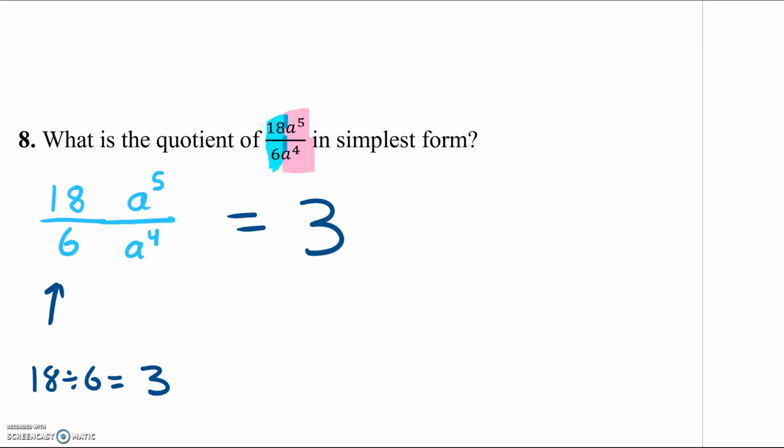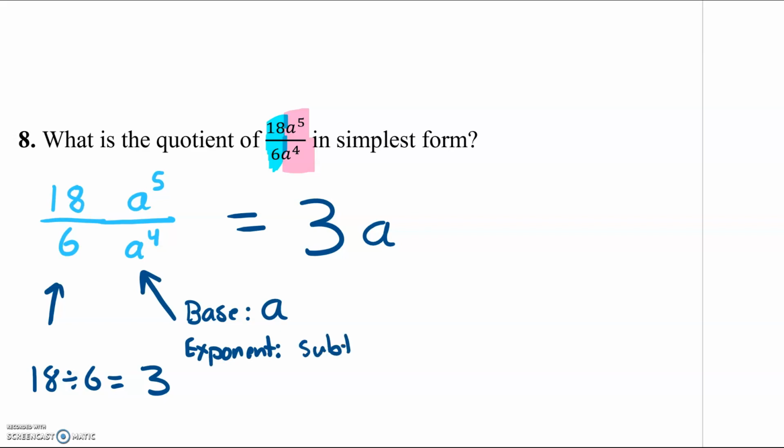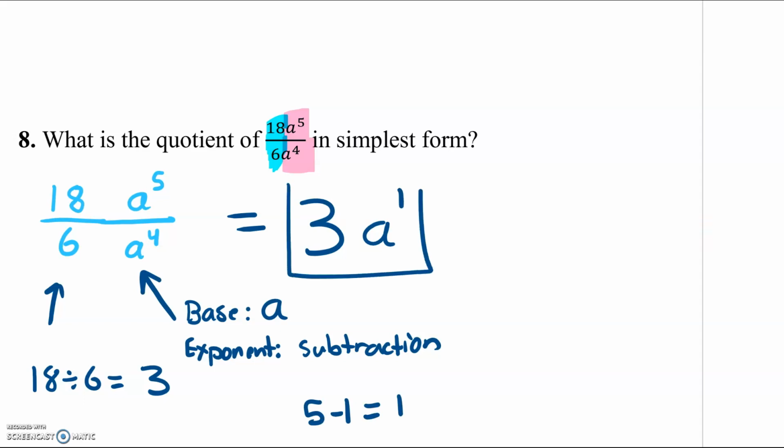Then my exponent parts, my base is still a. So my a is going to be my base. And then my exponent here is going to be subtracted because it's division. So I'm going to subtract 5 minus 4 to get an exponent of 1. So my exponent will be 1 here.